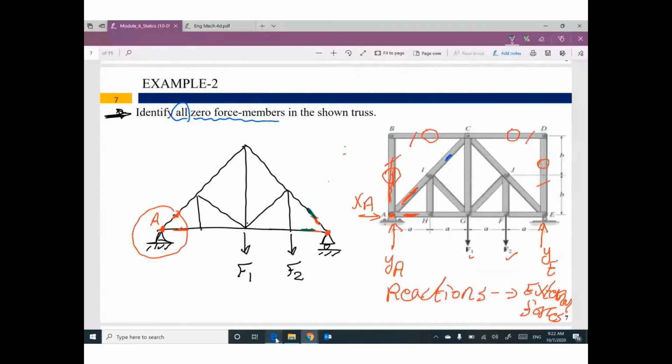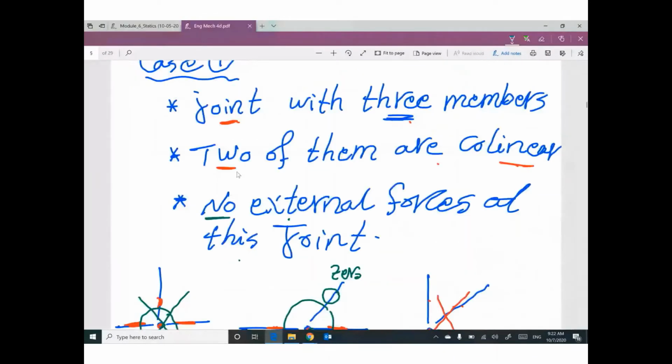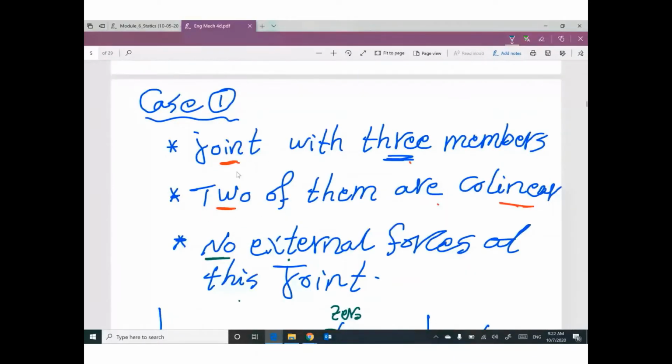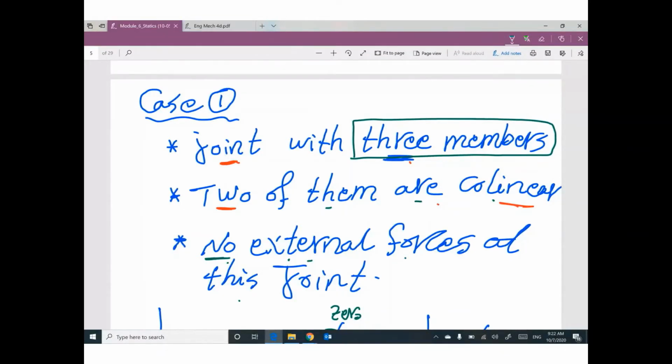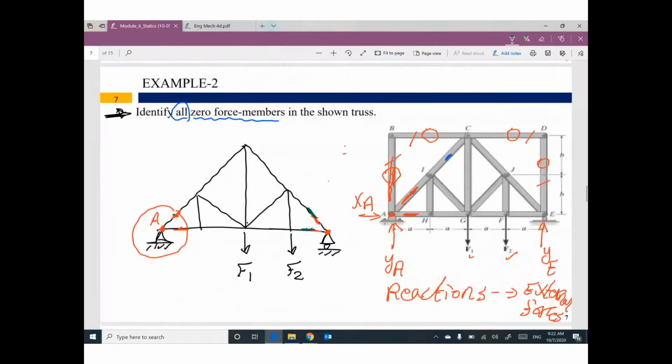Okay, let's start to check the second condition. I'm sorry, the second case. Do you remember the second case? Joint with 3 members, 2 of them are collinear, no external forces. Let's start.